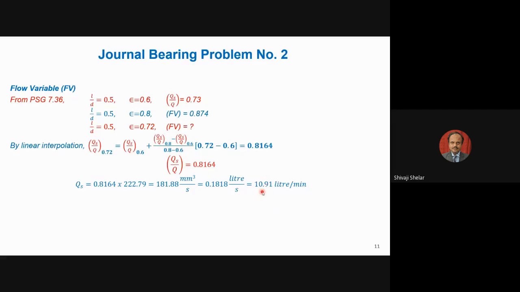Side flow rate means this is the loss of lubricant in the side direction. That is equal to 10.91 liters per minute. This much of lubricant will be lost. So you have to pump additionally this much of lubricant into the bearing to maintain the fluid film thickness. Otherwise, the fluid film thickness will not be maintained.